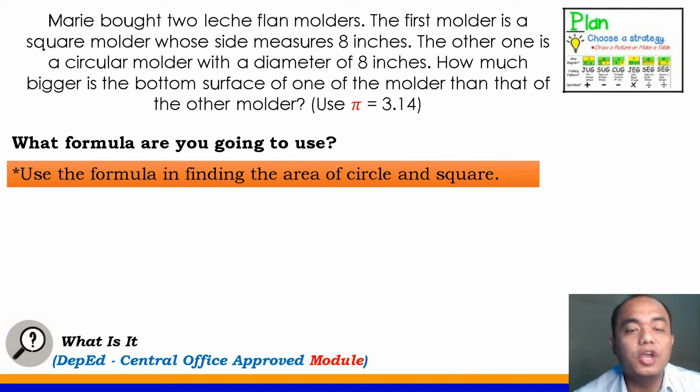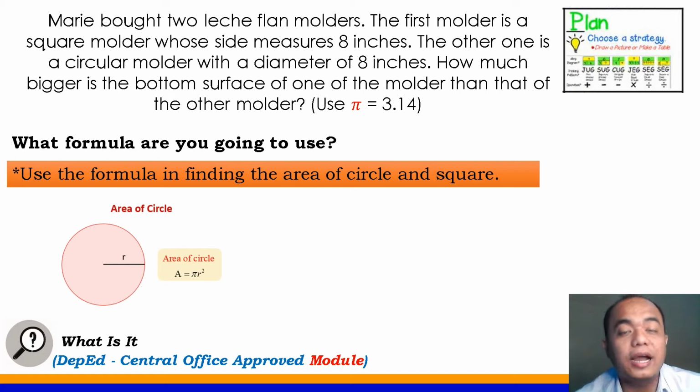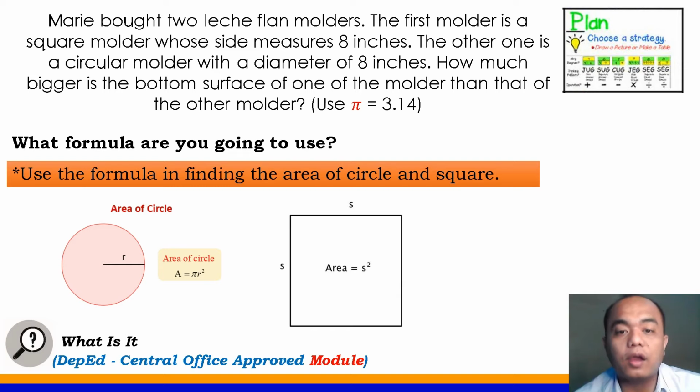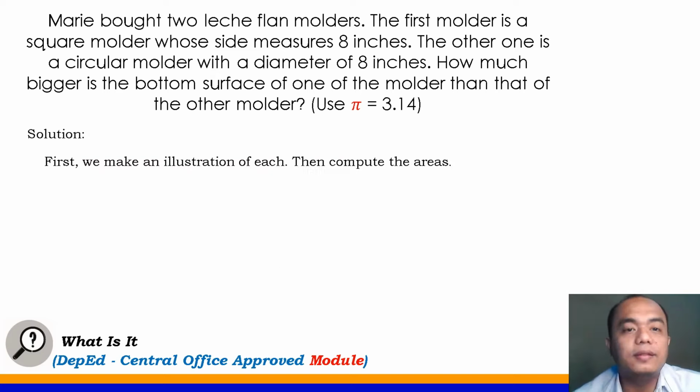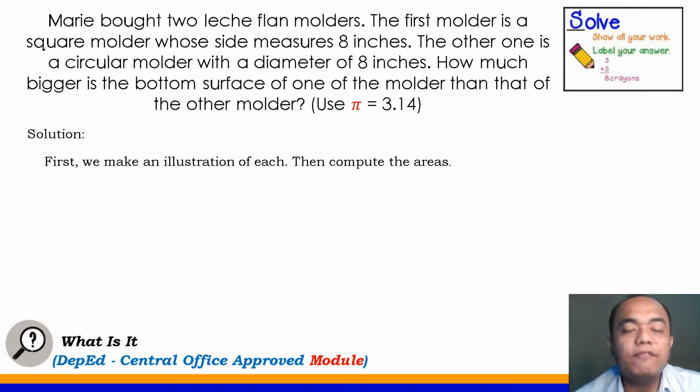Yes, very good. We will use the formula in finding the area of the circle and the area of the square. So that we could solve this problem, we will use the area of the circle, which is area equals pi r squared, di ba? At radius lang ang kailanganin natin para makuha yung area ng circle. And then we will use also the area of the square, which is area equals side times side. Di ba? Next, we have now to solve the problem.